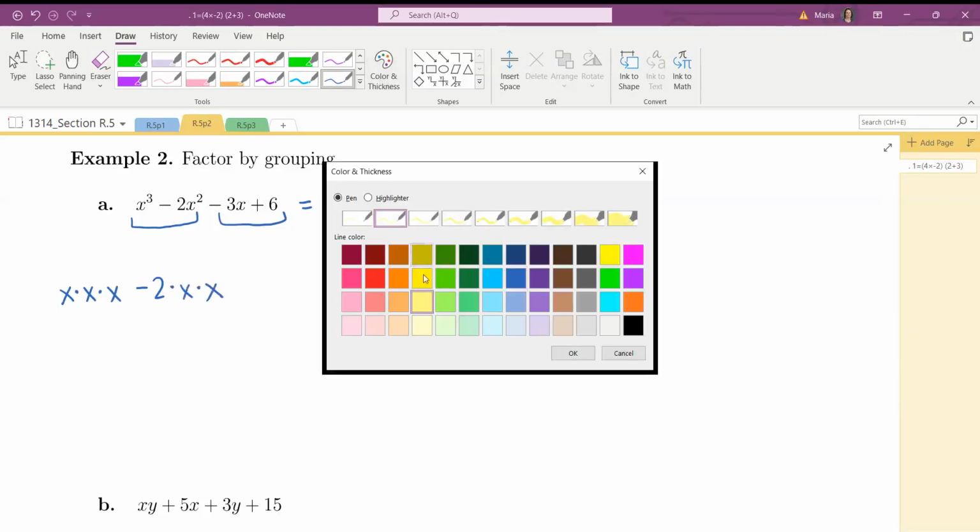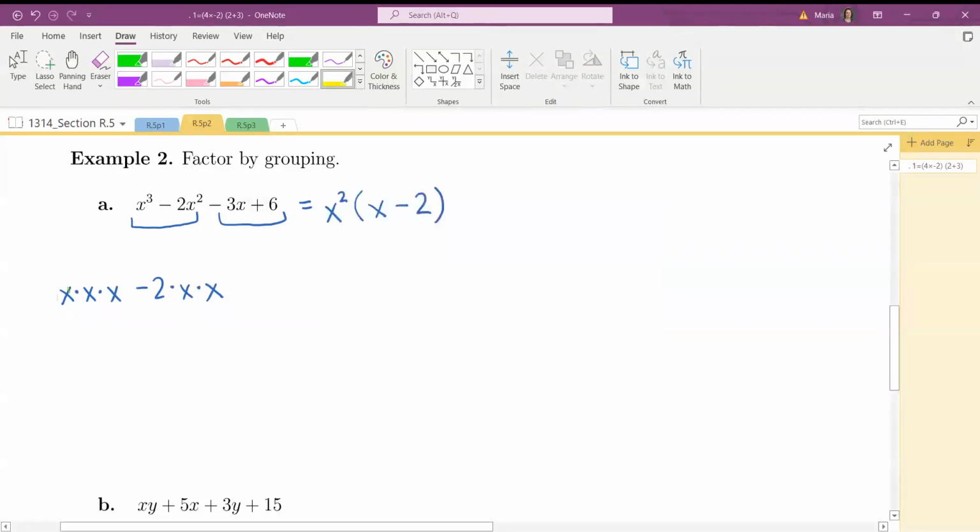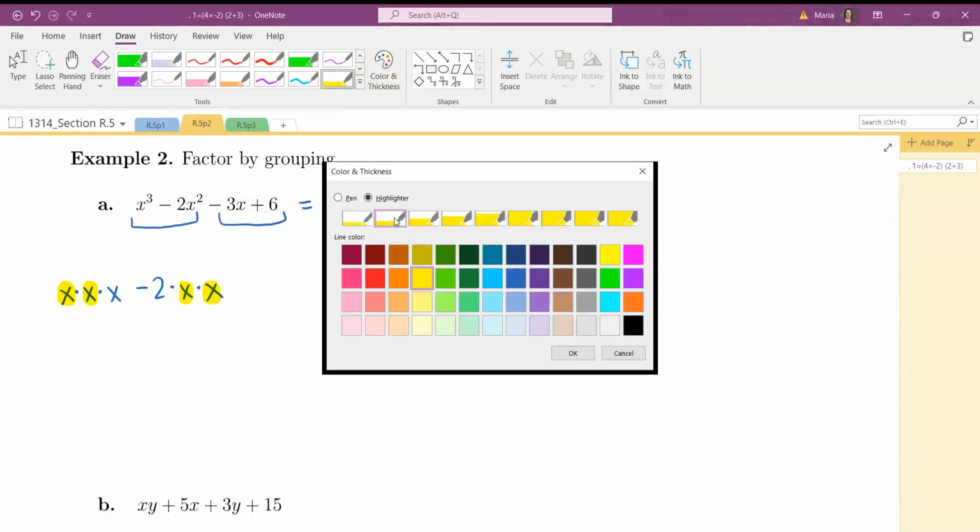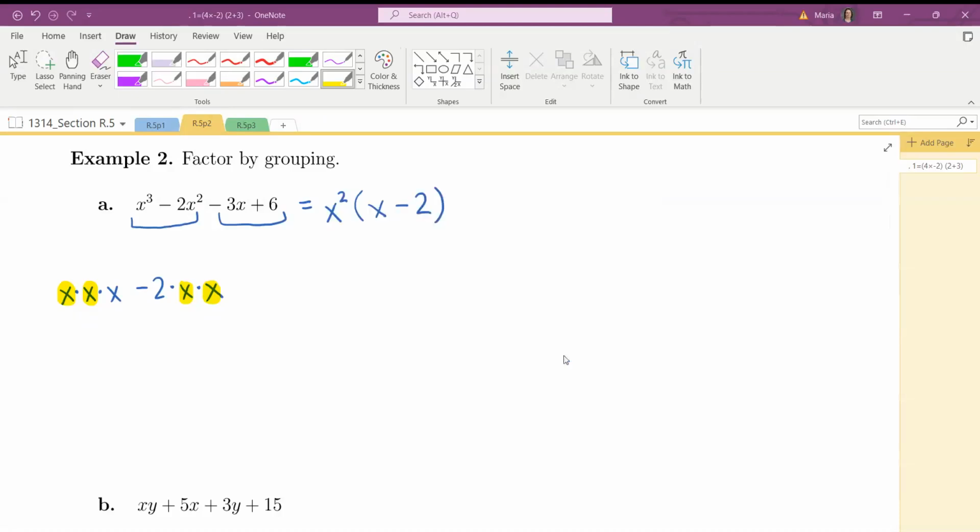So that meant that our common factor here was going to be x times x, the x squared, and once we took that out, it left us with x minus 2. So that is solely for the first pair. Then you have to go and do the same thing to the second pair of terms.